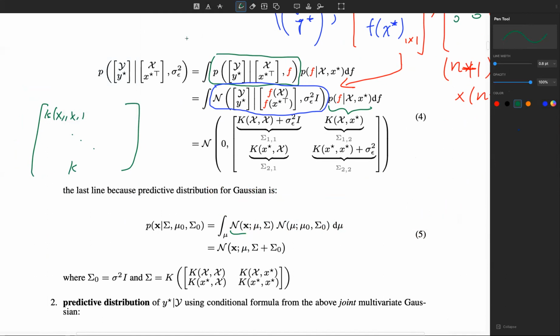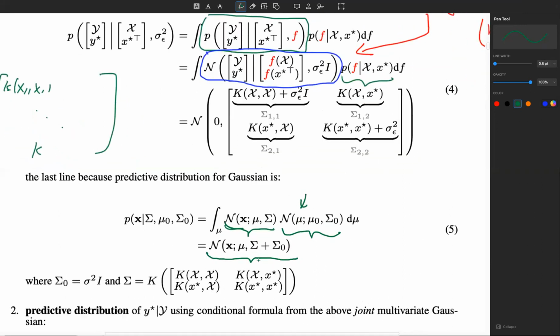Okay, when you try to compute your predictive distribution, when your likelihood is a Gaussian and your prior is another Gaussian, and you integrate out the mu, which is your random variable, you end up getting something like this. Unfortunately, I made a mistake. Can anyone see where the mistake I have made is?